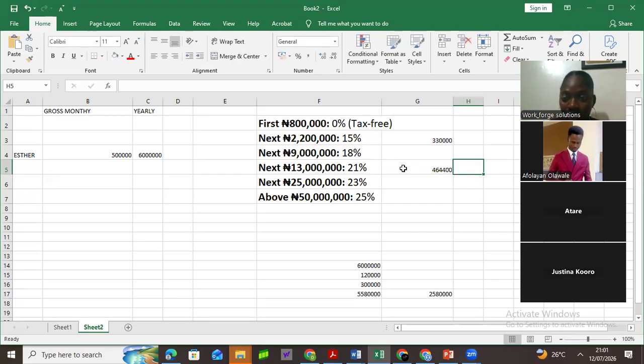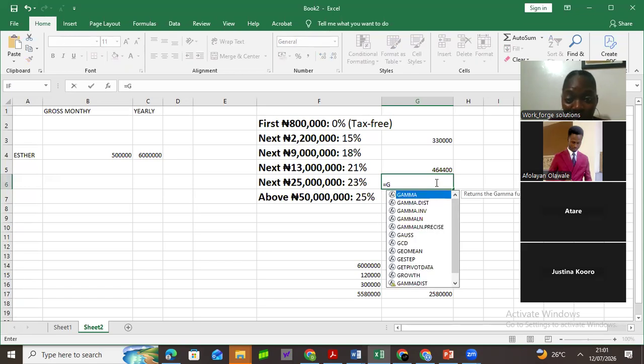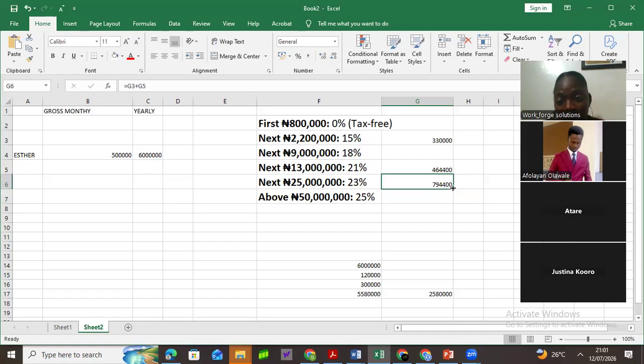464,400. So this plus this, G, what's it called? G3, G5. So this is our total taxable income, 794,400 for a year, annual. So we can now, of course, divide this by 12 to get what the employee should pay monthly. Is this clearer now?